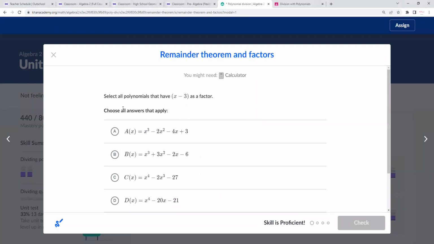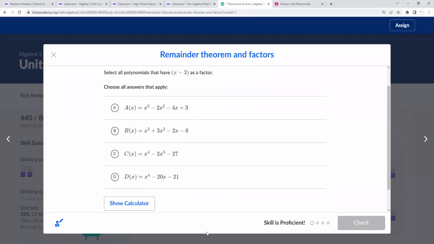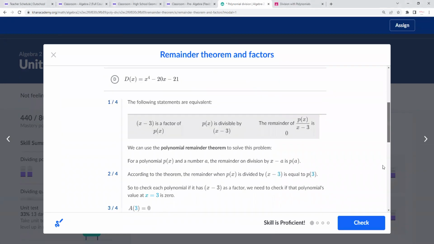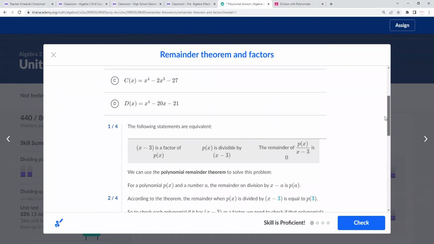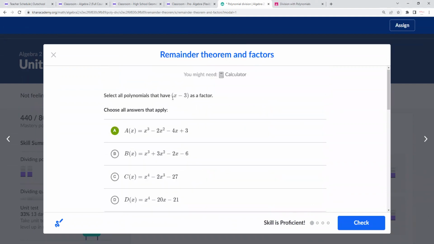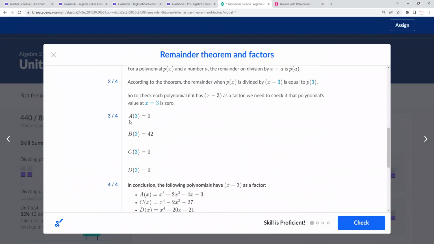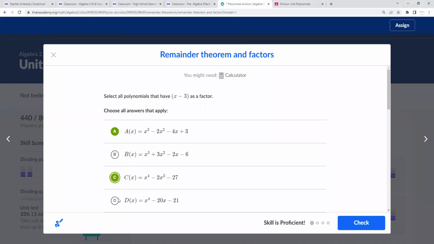And so for these, it says select all polynomials that have this as a factor. So whichever one of these will get you 0 when you plug in a 3 for x is your answer. So you would plug in each one, right? So let's look at how they do it. So they plugged in each one. We're plugging in 3 for x for each one. So for A, we got 0. For B, we got 42. For C, we got 0. And D, we got 0. So my answer would be A, C, and D.